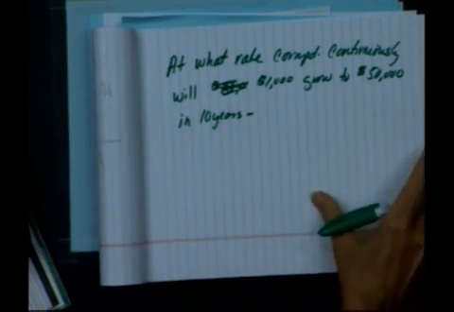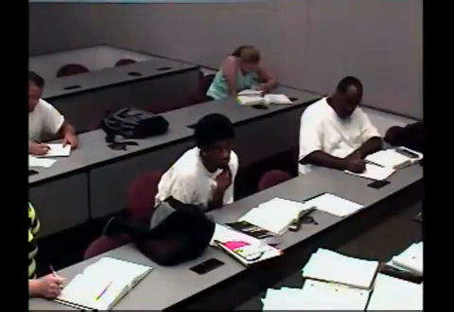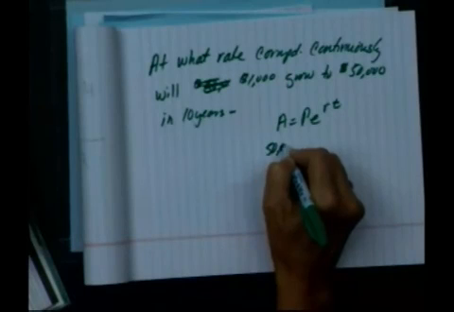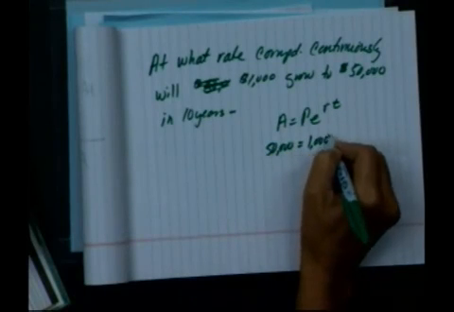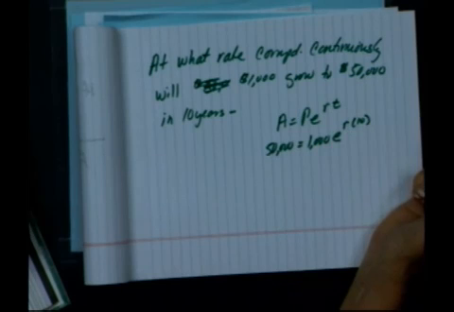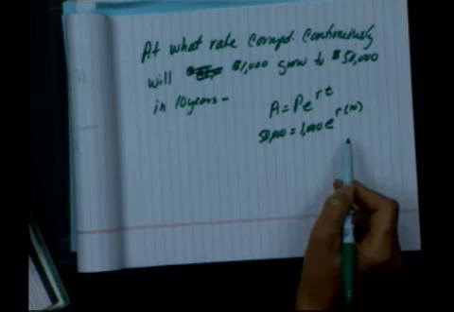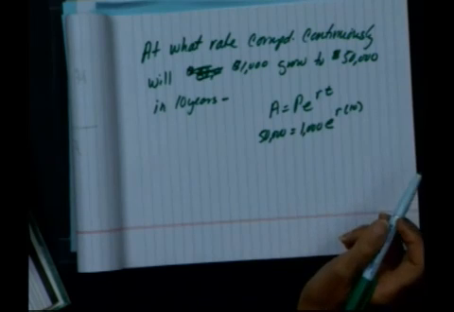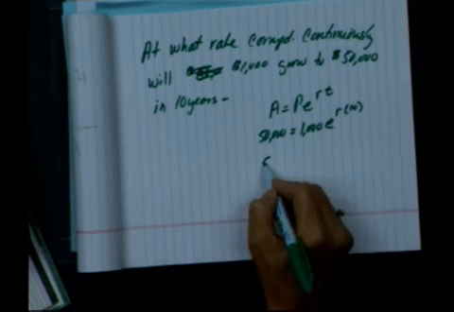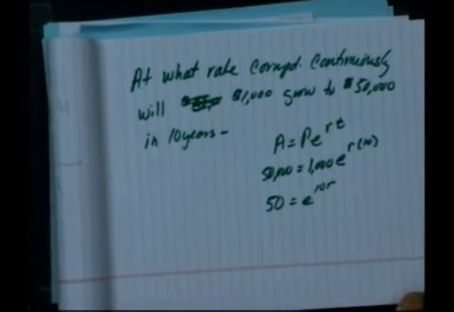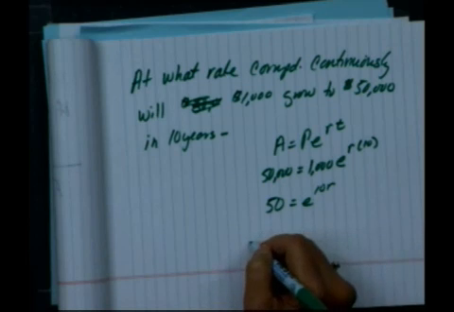What's your formula? Pert. Okay, it is your Pert problem. A is 50,000. P is 1,000. You're looking for r, and t is 10. Okay, this is an exponential equation. What are you going to do? First step, divide by 1,000, and you get 50 equals e to the 10r. What's your next step? Natural log both sides.